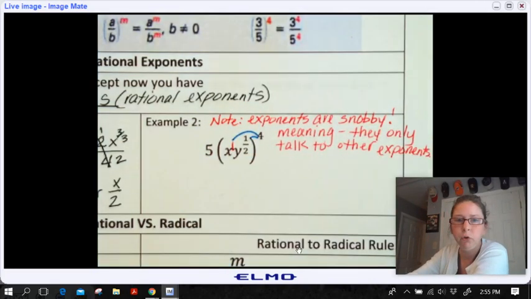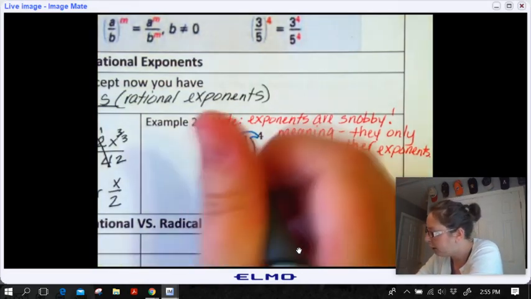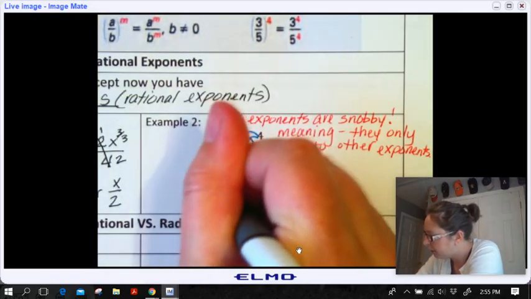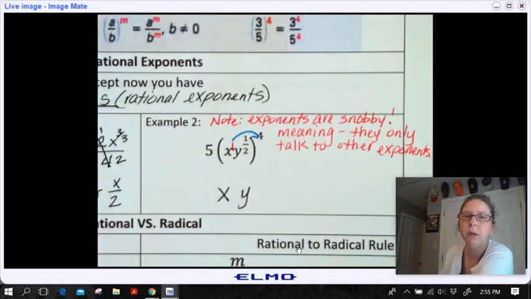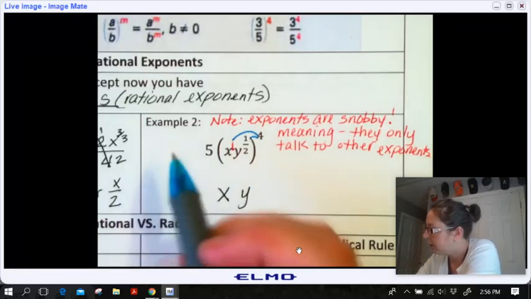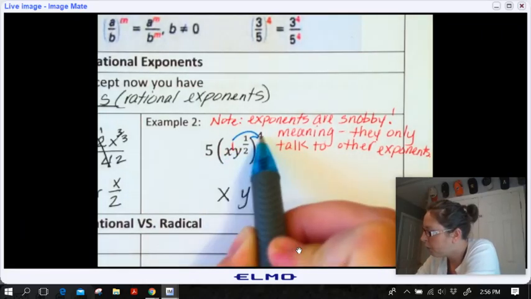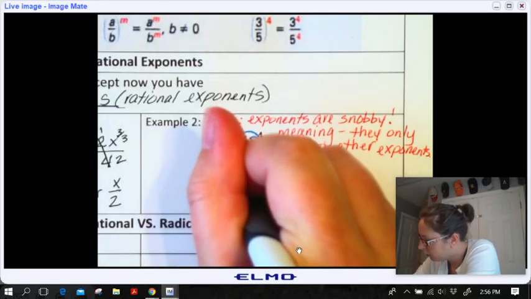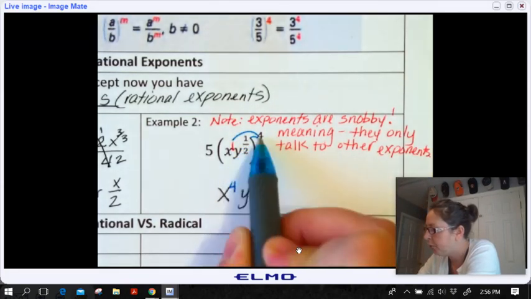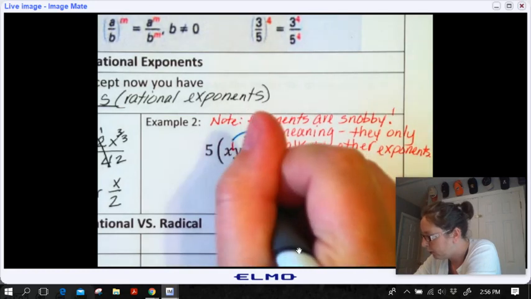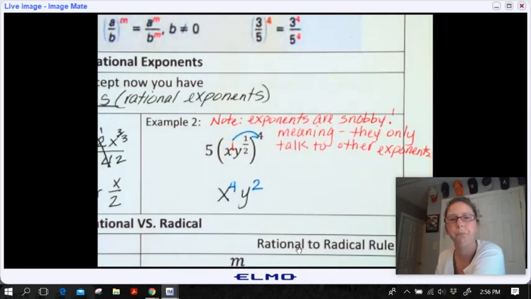My 2 bases are not going to change. I have an x and I have a y. So when I distribute this 4, what I need to do for the x is do 1 times 4 and get 4. For the y, I'll do 1/2 times 4, which is 2.